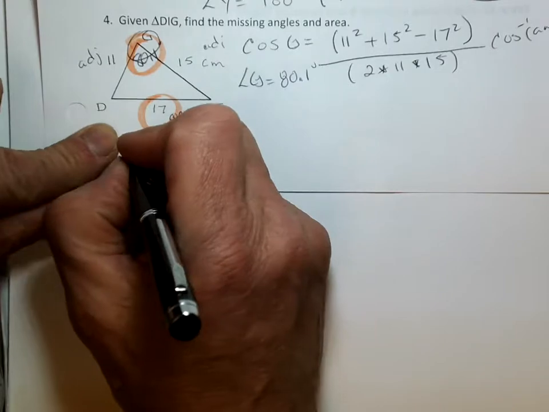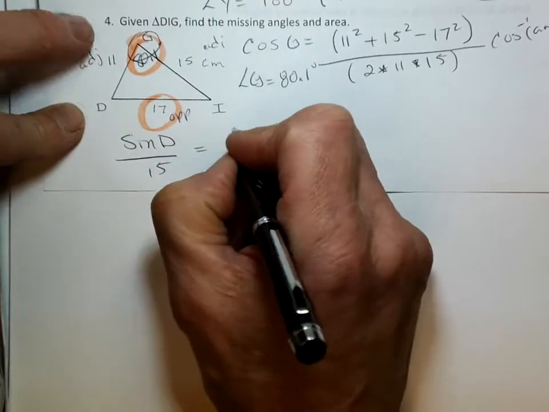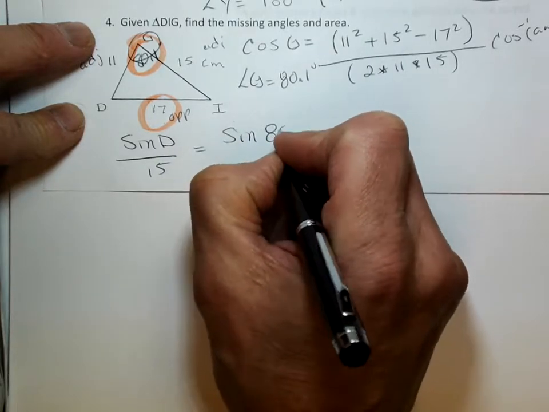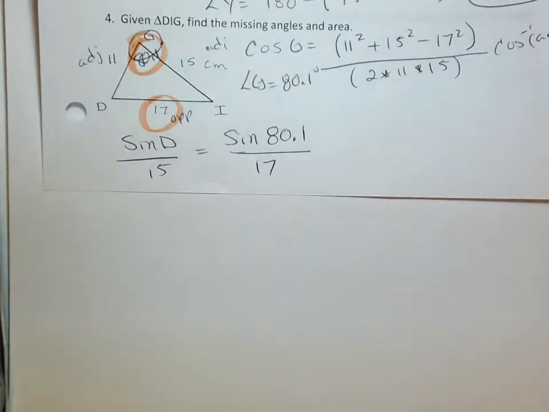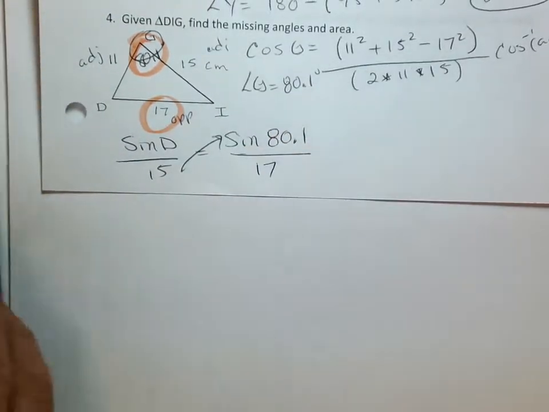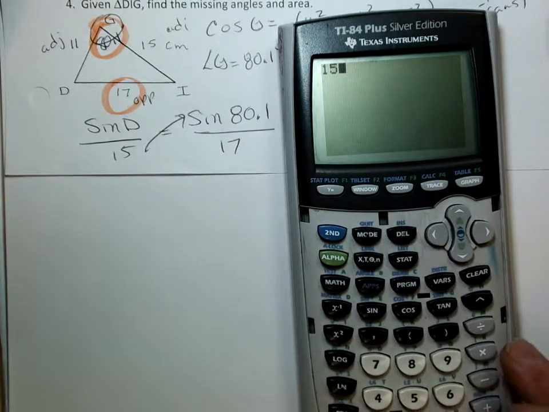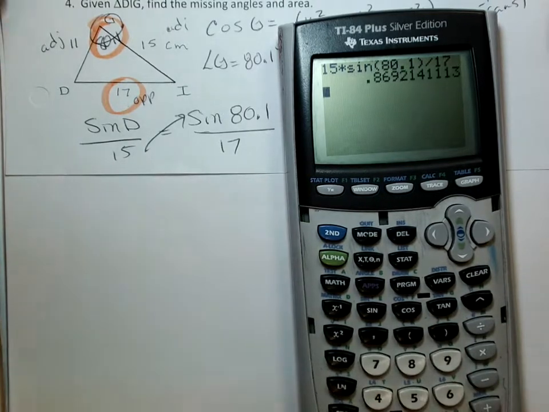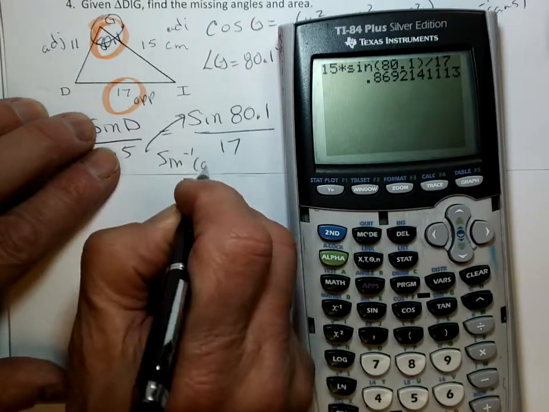All right, I'm going to go sine of D over 15 equals the sine of 80.1 over 17, right? Sine of an angle over its opposite side is equal to sine of an angle over its opposite side. Then I'm going to multiply up to 15, okay? And use my calculator to do that. Okay, clear. So I'm going to go 15 times the sine of 80.1 divided by 17. And I get a decimal. I kind of expected that because I'm looking for an angle, right? So I have to sine inverse that answer, and I'll do that right now.